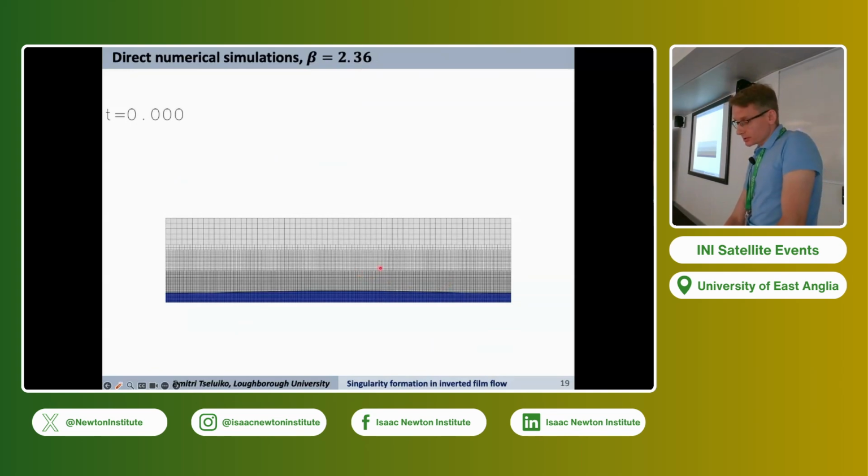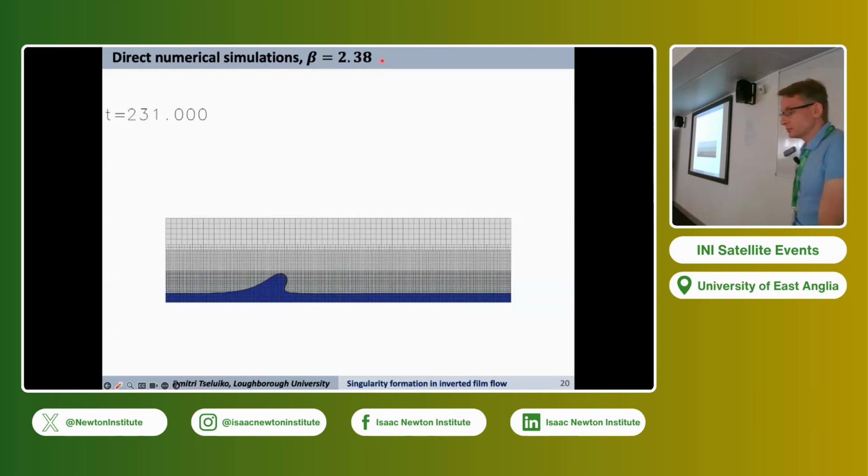So this is what happens when the inclination angle is smaller than the value at which our Stokes simulations broke down. And what we find is that the solution converges to a traveling wave, which has the form of a localized droplet. Then we basically increase the inclination angle. Now it's equal to 2.38, which is beyond the critical value. But still, we find that the solution converges to a traveling wave. So this value is slightly beyond the critical value.